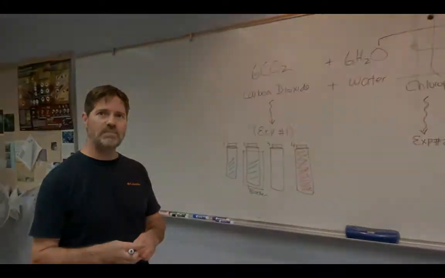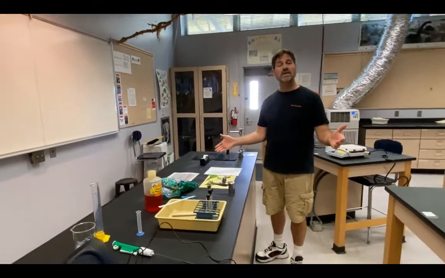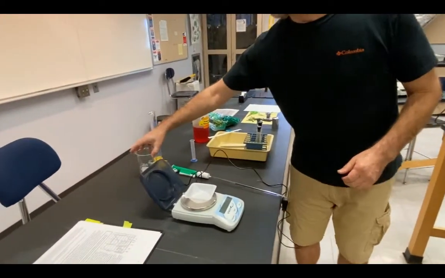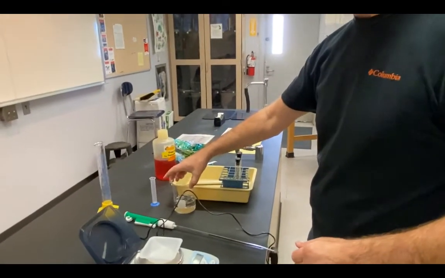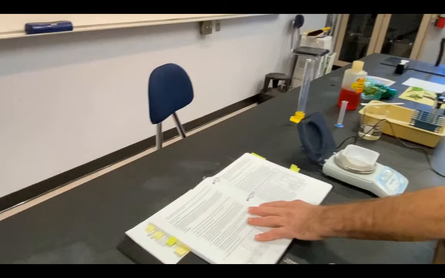So let's go ahead and set up our experiment. Okay, so I'm over here ready to set up our experiment, and you can see that I have my 4 tubes laid out in front of me. I have a beaker of water to which I need to add 4 milliliters of phenol red. I just want to go ahead and check in my lab manual.